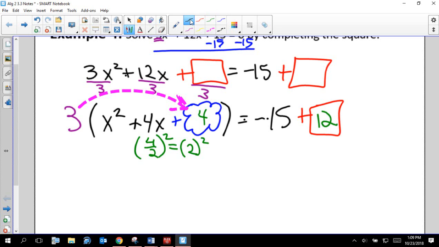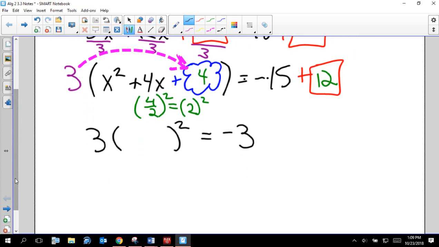So now we're going to bring down the 3, and then we're going to factor the trinomial. On the other side, we'll add negative 15 plus 12, which is negative 3. So to factor this, remember we're going to have x, and then I don't remember if I said this or not, but the number that goes here is what you have before you square it. That number goes here. It's just the b divided by 2 part, so plus 2 squared.